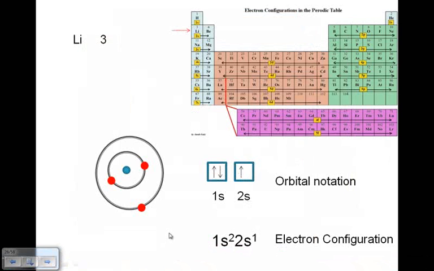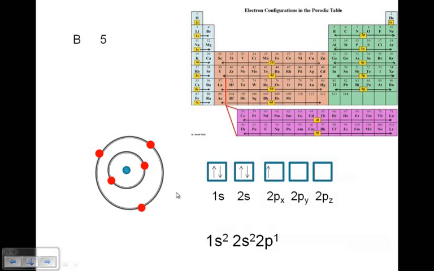Okay. Next element is beryllium, which is 4 electrons, it's atomic number 4. So I've got 4 electrons, so I have a 1s2 right here, I have a 2s2. They're both full, they have opposite spins. I can write it as an orbital notation indicating the spins, or show it as electron configuration.